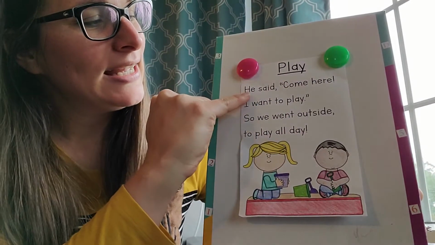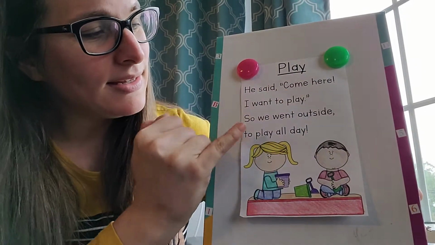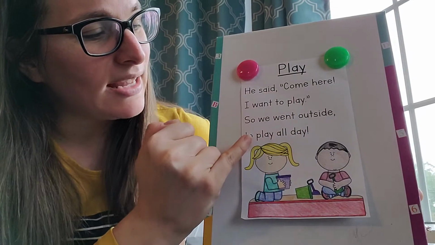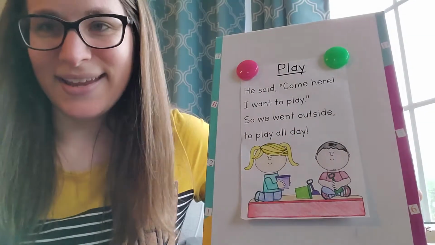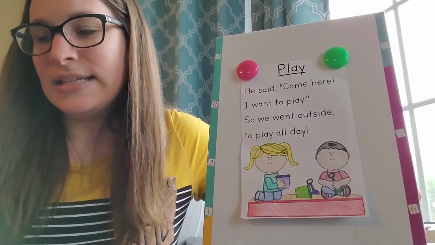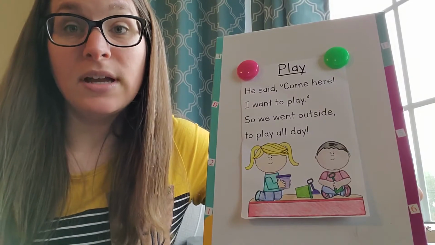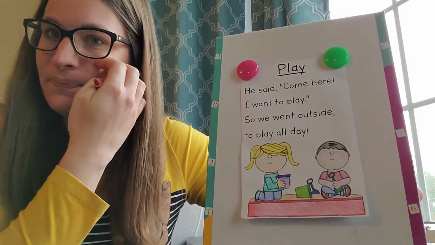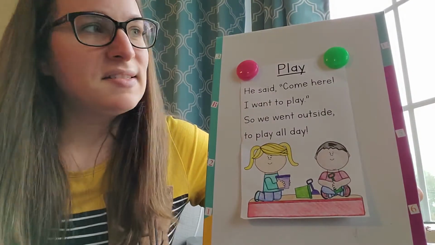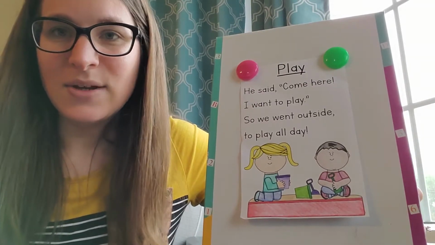Play. He said, "Come here. I want to play." So we went outside to play all day. All right, that is our poem this week. And this week, your color code for what to color each sight word, again, is on your calendar for week 6.